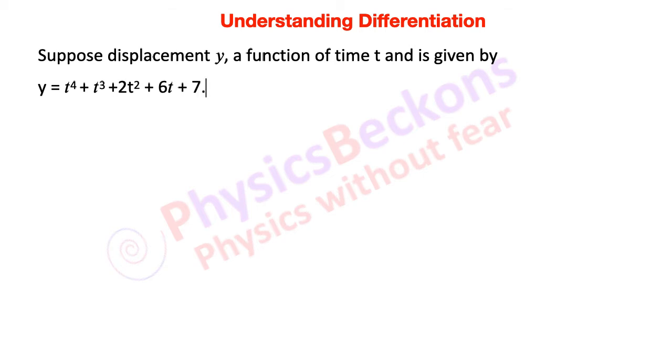Suppose the displacement y of a particle is a function of time and is given by y equal to t to the power 4 plus t cube plus 2t square plus 6t plus 7.